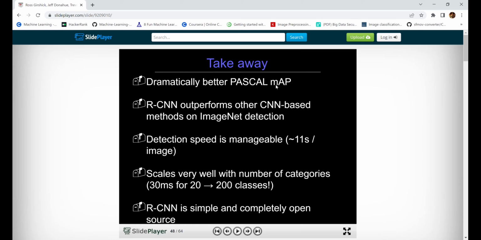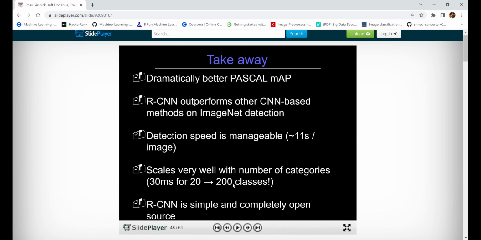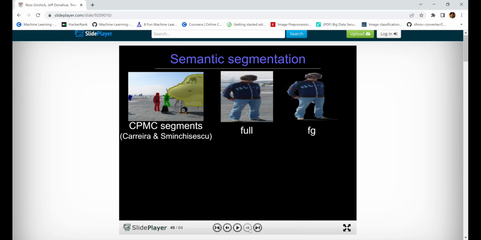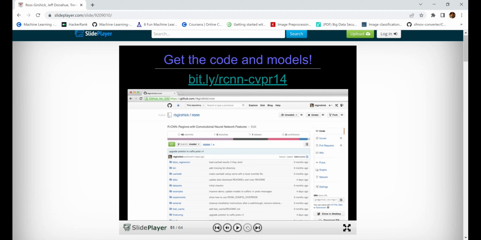Dramatically better than the Pascal mAP, pulling ahead of other CNN-based methods. Detection speed is manageable, 11 seconds per image as I told you earlier. It scales with the number of categories, from 30 milliseconds to 2000 classes, is simple and completely open source. They also do some semantic segmentation, and they use it for semantic segmentation. The accuracy of the CNN with fully connected layers without fine-tuning is 47.9% and 40. Yes, that's it.